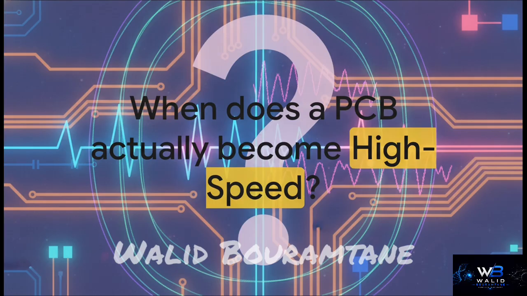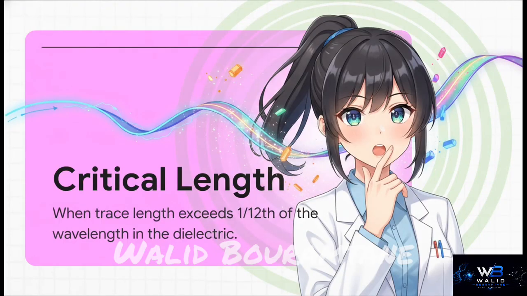Sharp transitions from digital low to digital high contain way higher frequency content than the fundamental frequency itself. Get this, a 100 MHz signal with a 1 nanosecond rise time actually has a bandwidth of about 500 MHz. And here is your aha moment. Once a trace exceeds what we call its critical length, it fundamentally stops being a simple wire and becomes a distributed length transmission line. Altium defines this critical length as the point when a trace exceeds 1/12 of the wavelength in the dielectric, which is just the non-conductive fiberglass material of the board.